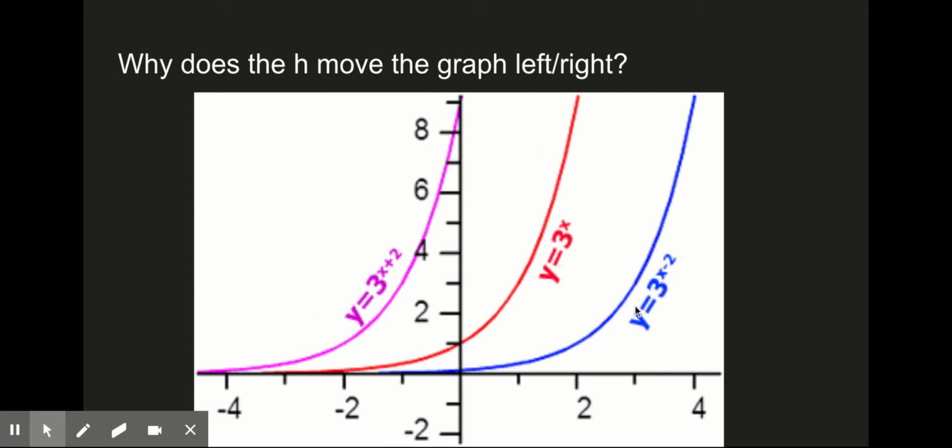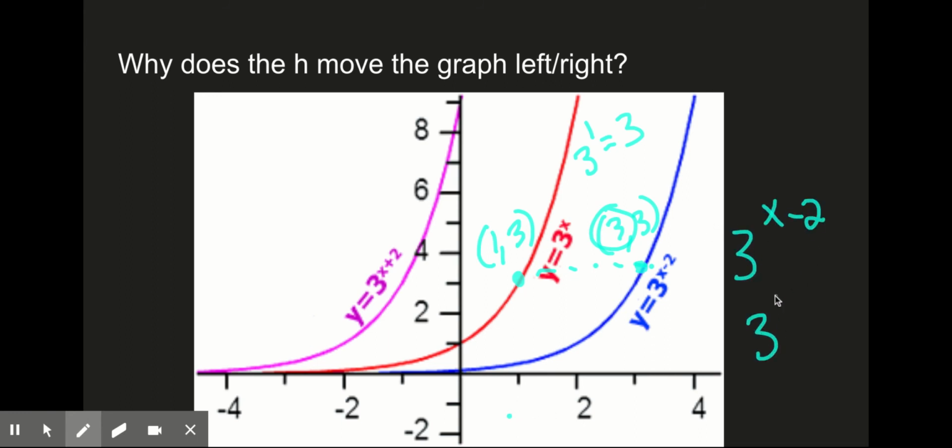Because in this problem, if we think about something like, let's identify some crucial points here. 1, 3. Because 3 to the first equals 3. So I plugged in 1, I got 3. This time, we're at 3, 3. So we're at the same output, but what did it take to get the same output? It took a different input. Why? Because it's 3 to the power of x minus 2. So 3 to the power of 3 minus 2 turns into 3 to the first, which is 3. But that's why I had to move to the right.